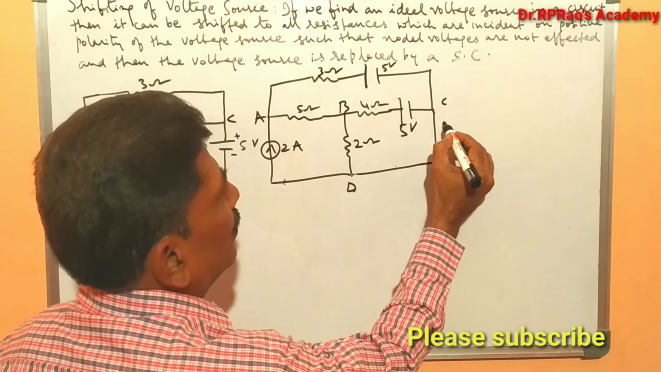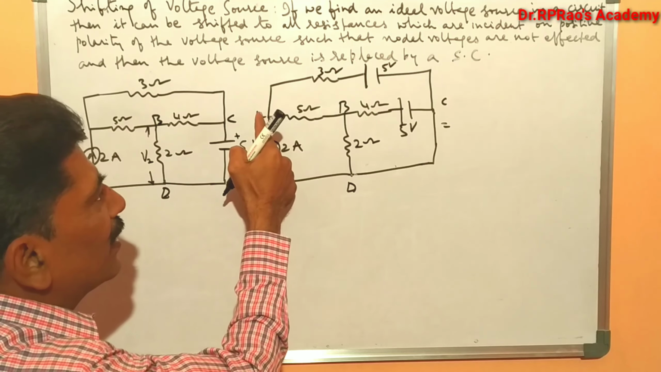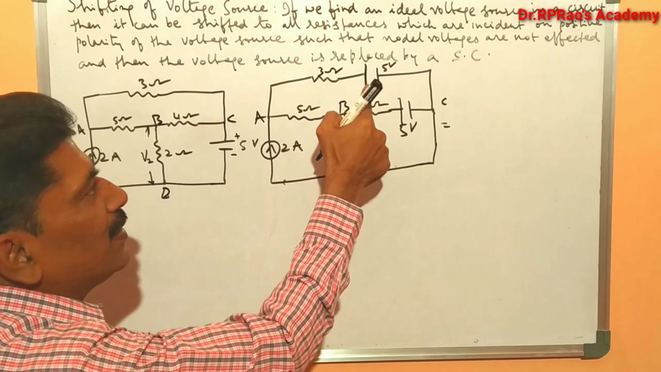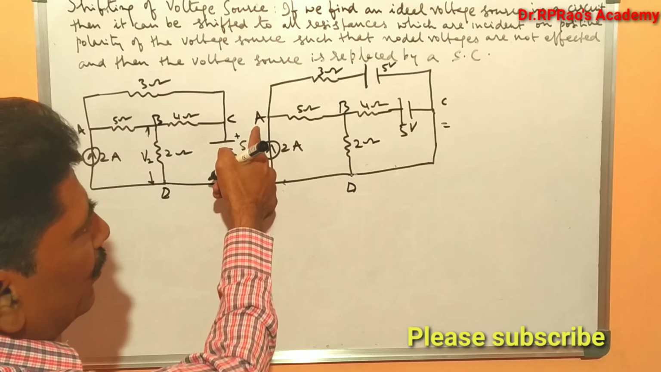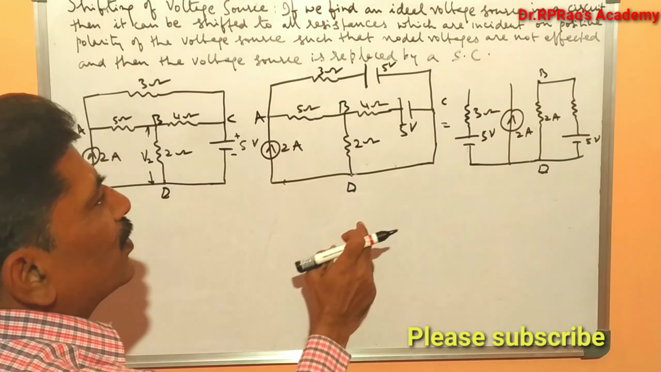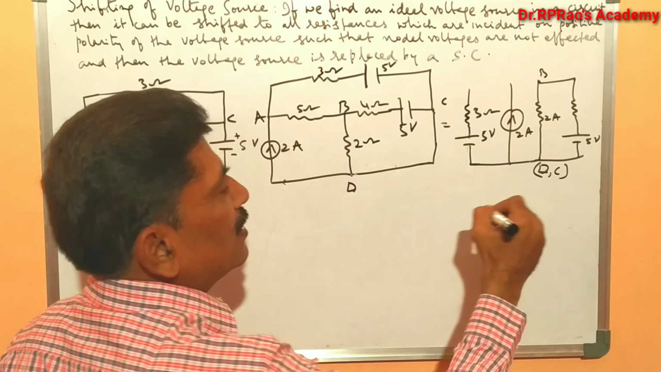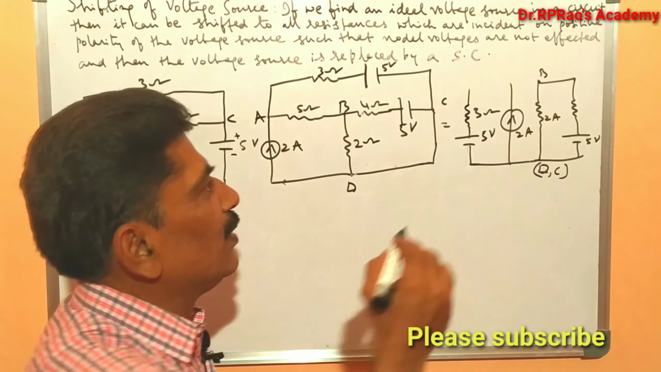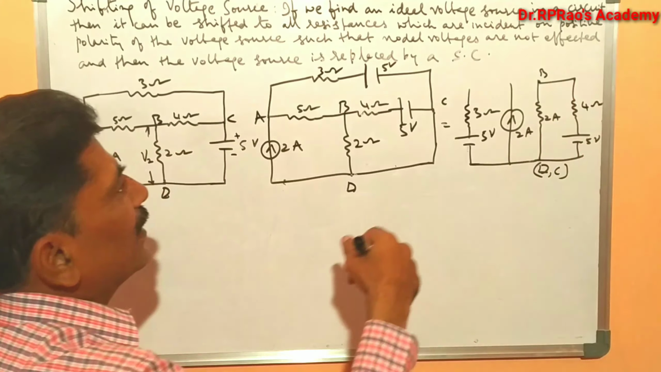So, next step, let us remove this branch AC and then connect it across AD. That means the 3 ohms resistor in series with the 5 volts battery is removed and then connected between A and D. D is the same, so I have joined C and D. You can join C and D. If C and D are joined, then 4 ohms will be here. The 4 ohms resistor in series with 5 volts can be connected like this.